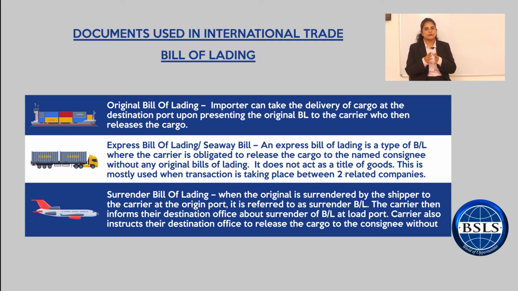The other reason where a surrender BL is used is when the transit time between the two ports is shorter. Also, sometimes the original BL is released by the carrier after a couple of days of the shipment sailing. In both these situations, the original bill of lading may not be available to the consignee on time and it may delay taking the delivery of the cargo. Therefore, the shipper will then surrender the original bill of lading at the load port, enabling the carrier to transmit the news to their destination port, wherein they have to release the cargo to the consignee upon arrival of the cargo.